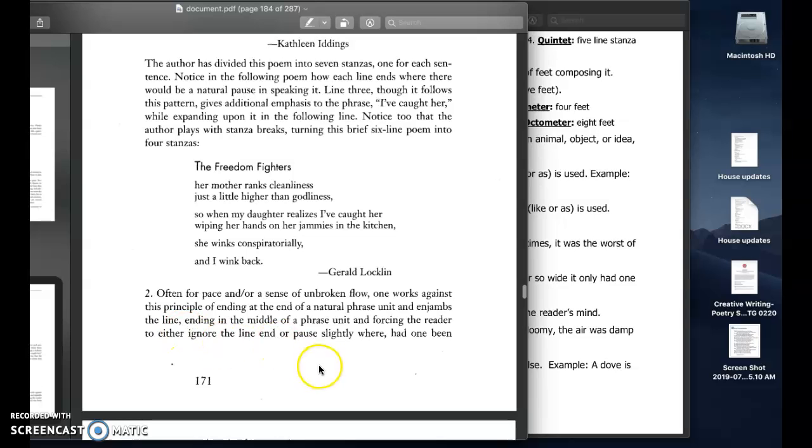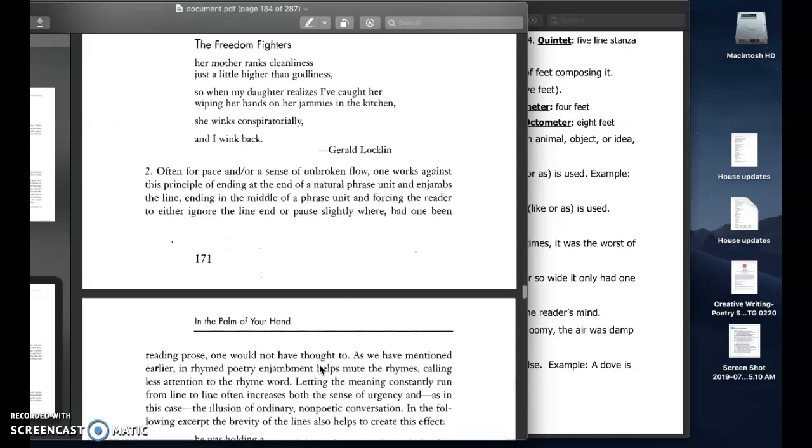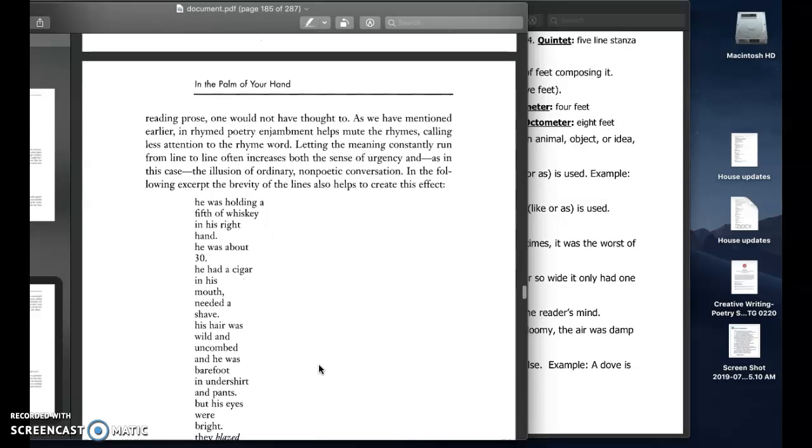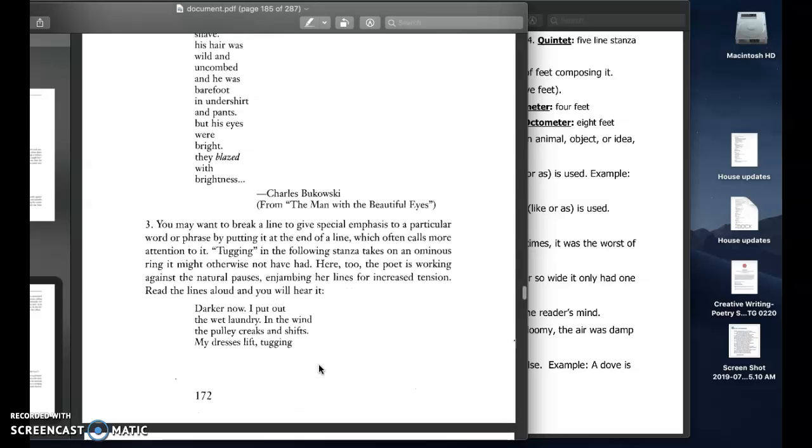Another reason is that lines are often broken up for pacing or a sense of an unbroken flow. That's also one thing to think about. One works against the principle of ending at the end of a natural phrase unit and enjambs the line, and instead you end in the middle of a phrase. This makes the reader ignore the line end or pause slightly where, if you're reading a traditional prose sentence, you probably wouldn't. In rhyme poetry, sometimes it helps to mute the rhymes, and this way you're calling less attention to the word that's in rhyme. It doesn't seem as sing-songy. It doesn't stand out as much. And we have examples of that too.